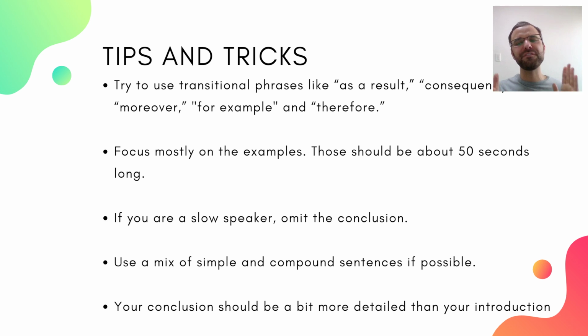Focus mostly on the examples. Those should make up about 50 seconds of your answer. That opening sentence should just be like 9 or 10 seconds. If you are a slow speaker, omit the conclusion. That's the first thing you can shorten. I want you to use a mix of simple and compound sentences if possible. This will make your grammar look more sophisticated, and it will impress the human scorer. Lastly, your conclusion should be a bit more detailed than your introduction, and I'm going to show you what I mean in an example on the next screen.